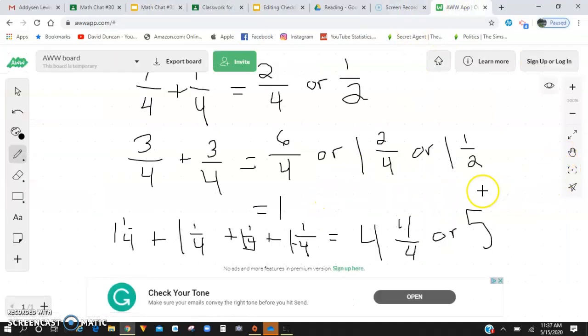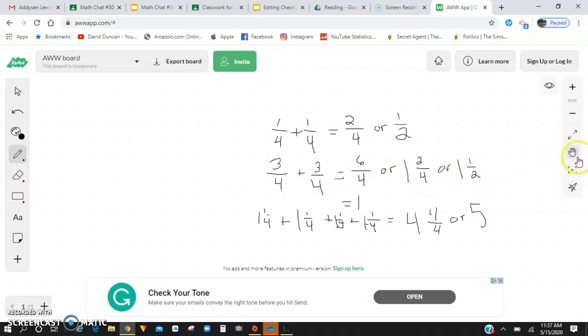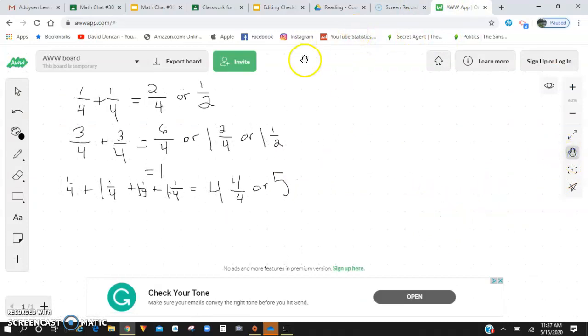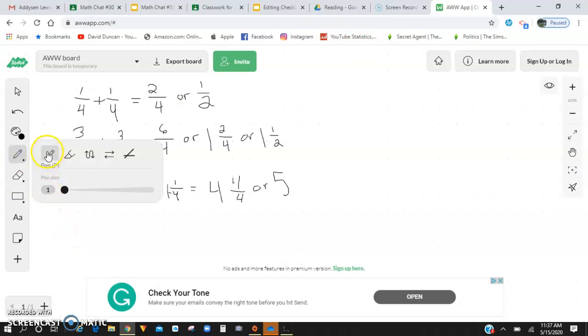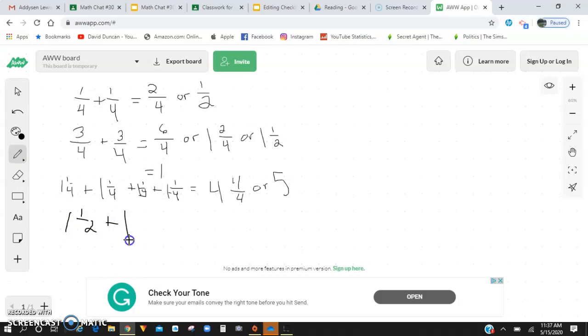Okay. I also have three 1 1/2s. So I'm going to do 1 1/2 plus 1 1/2 plus 1 1/2, which equals 3 3/2. And that is the same as 4 1/2, because 3/2 is equal to 1 whole with 1 left over, so I have 4 1/2.